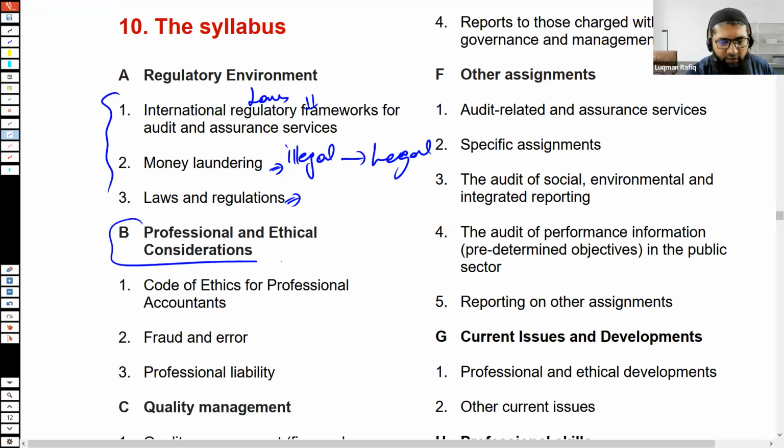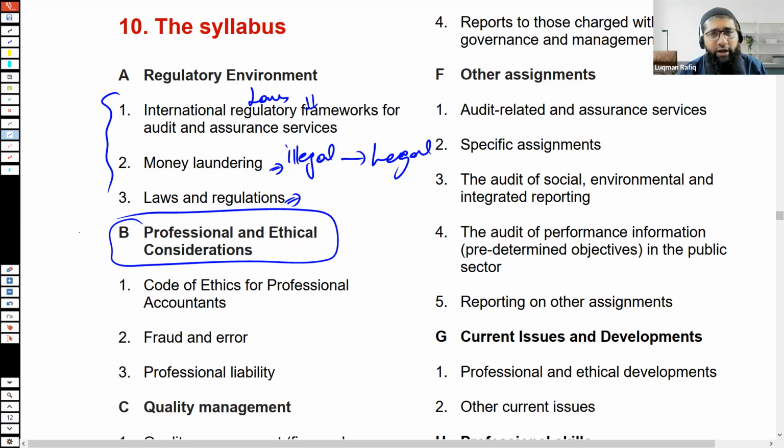Then we talk about the second aspect, which is the professional and ethical consideration. You have already studied the code of ethics at the AA level, and you keep on continuing the study of this code of ethics across the whole ACCA. What is this code of ethics all about? It tells you the difference between right and wrong. It tells you what an auditor should do under the given situation, under the given circumstances. That's what the code of ethics tells you.